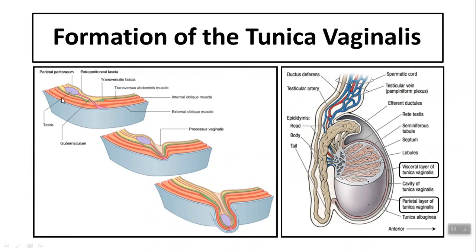Here we can see this is the testis as it descends down, guided by this structure which is called the gubernaculum. It will drag with it a pouch of peritoneum. This pouch of peritoneum will be separated from the original peritoneal cavity, and it will form a new sac surrounding the testis that is called the tunica vaginalis. It has a visceral layer that is in direct contact with the testis on the tunica albuginea, and it has a parietal layer lining the inner surface of the scrotum.